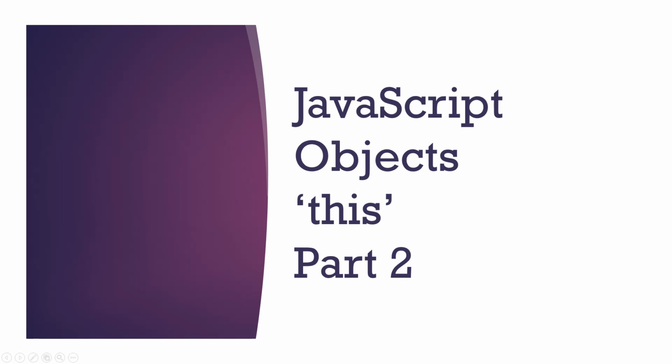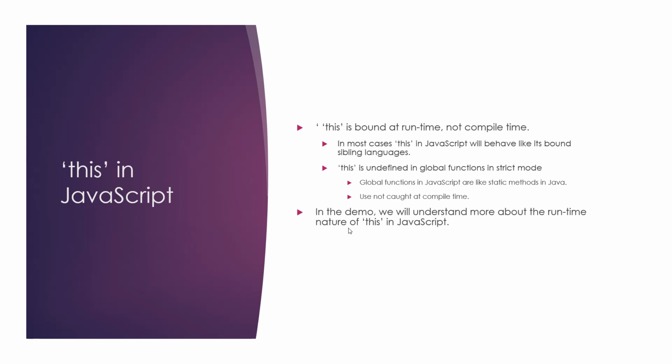So JavaScript objects, this, part 2. We saw the behavior of this in JavaScript. This is bound at runtime, not at compile time. In most cases, this in JavaScript will behave like its bound sibling languages. This is undefined in global functions in strict mode.